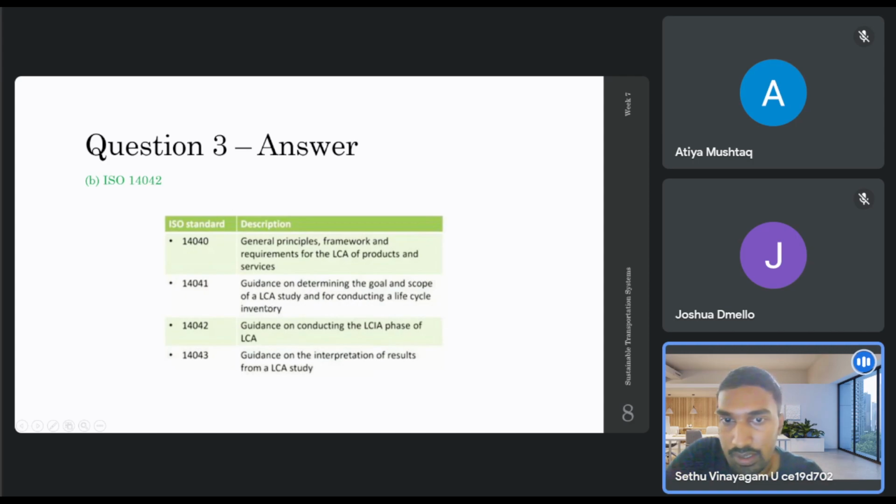the life cycle inventory and how to determine the goals and scope of an LCA study, whereas 14042 is for the LCIA, and then 14043 is for interpretation of the results. Right, so these are the different standards pertaining to LCA and different phases. And the question was about LCIA, which is covered in 14042. Therefore, the right option is B.